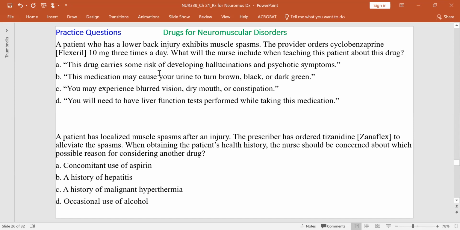The analgesic, the anti-inflammatory drugs commonly are used in conjunction with centrally acting muscle relaxants. So using the aspirin is not a concern. And this drug does not contribute to malignant hyperthermia. And we said that malignant hyperthermia usually results either from the use of the general anesthetics or from the succinylcholine. Patients should be advised to avoid alcohol when taking this drug, but a history of occasional alcohol use is not a contraindication.